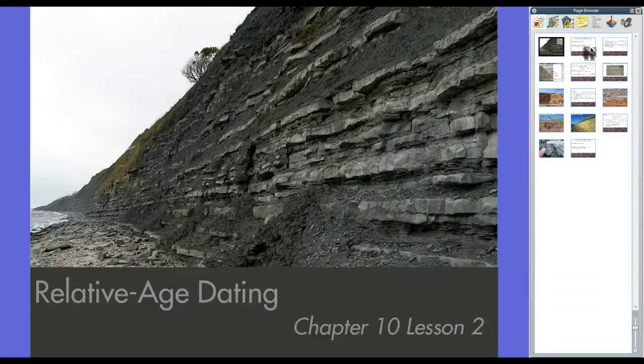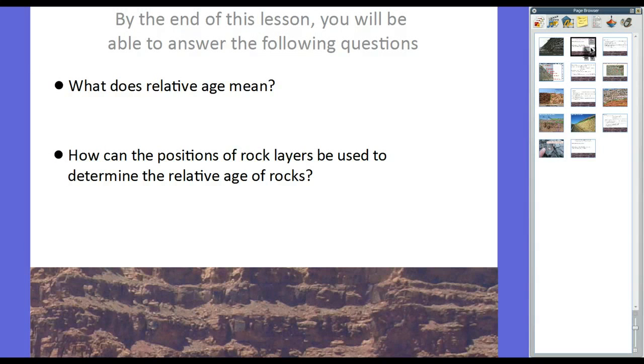We are talking about Chapter 10, Lesson 2, Relative Age Dating. It's the first of two highly related subjects. So we talk about the age of the Earth and our unit that we're going on. The next one will be Absolute Age Dating, but that'll be the next lesson. We'll get into that. By the end of this lesson, you will be able to answer the following questions.